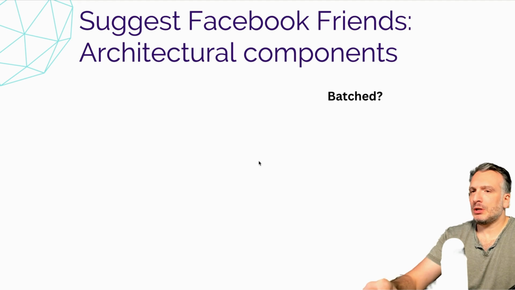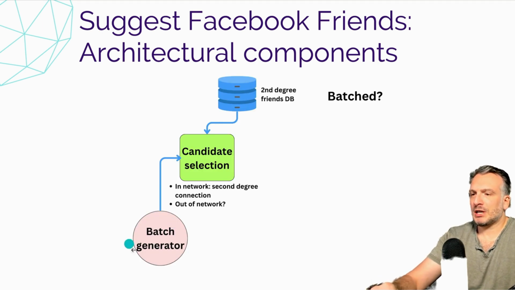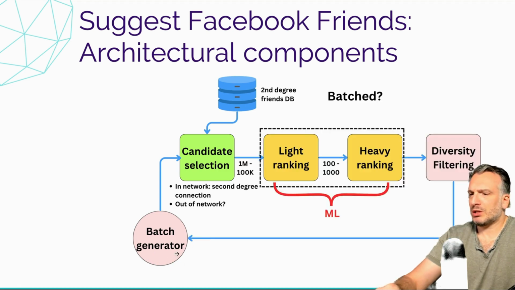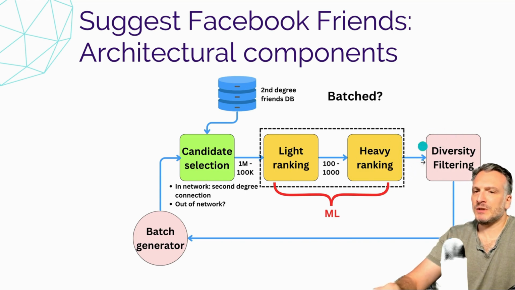So what would happen if instead of real-time inferences, we were to batch the inferences? Well, we could assume that we have some kind of orchestrator, some batch generator, and that on a daily basis, for example, the orchestration system would call for the ranking process, where we would have the candidate selection process, the light ranking process, the heavy ranking process, and the diversity and filtering process. So very similar to real time, but everything is done in batch instead of in real time.